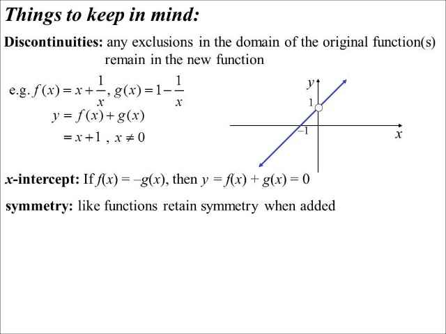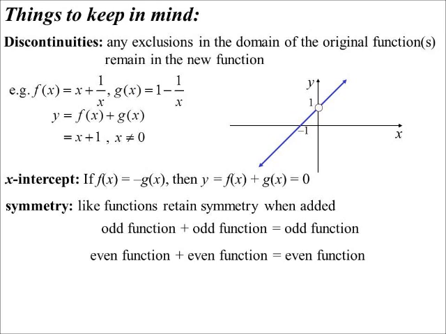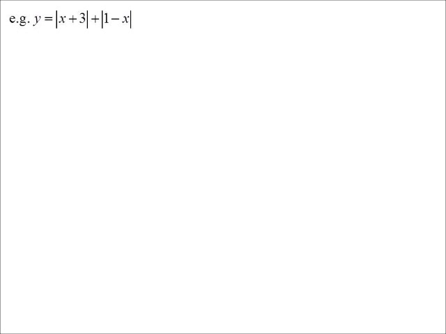Symmetry. Like functions retain symmetry. So if you're going to add an odd function with an odd function, it'll still be an odd function. If you add an even function with an even function, it'll still be an even function. However, if you add an odd with an even, it's going to lose its symmetry. Yes, this good old one. Absolute value plus absolute value.